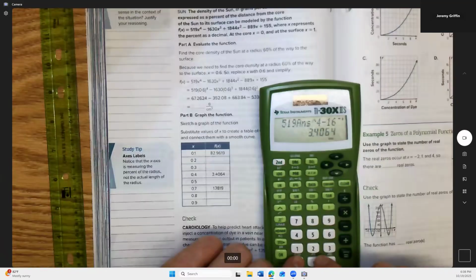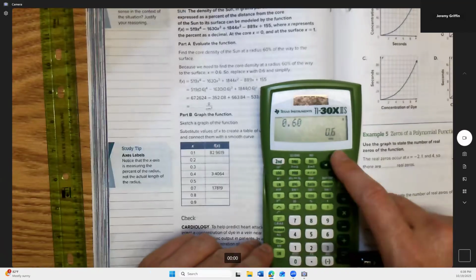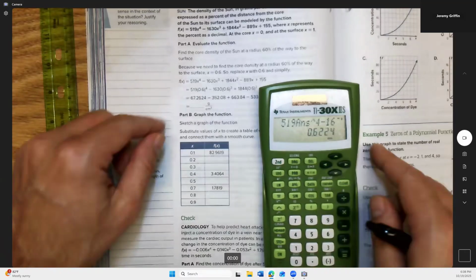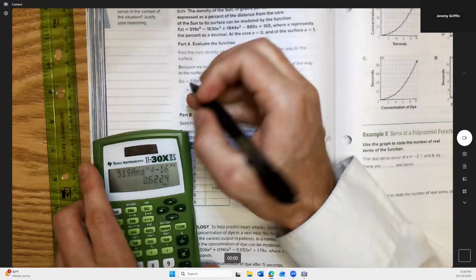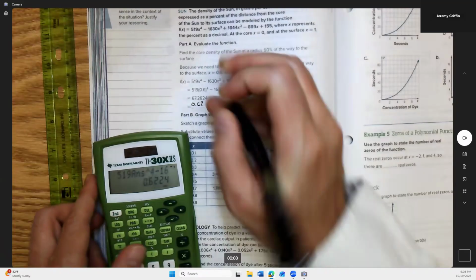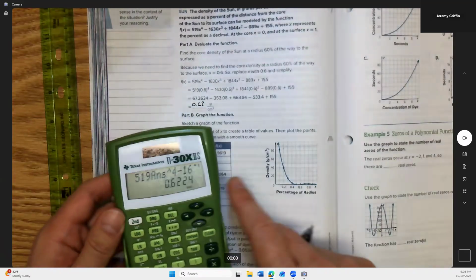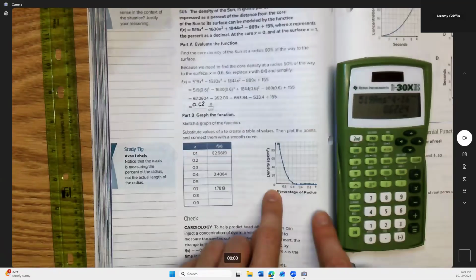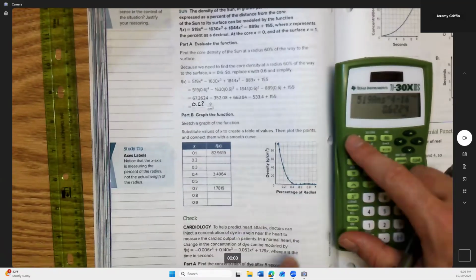So I'll type in 0.6, then scroll up. Okay? And the answer to this question is going to be 0.62. Here, I'll go ahead and write that in here. 0.62, right, and a string of numbers, 224 grams per cubic centimeter. Okay? Now you can plot this with the densities, percent of radius that goes from 0 to 1.